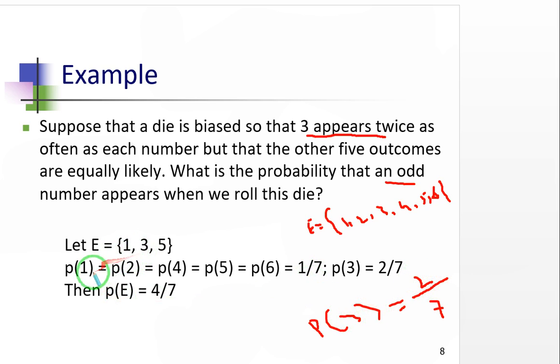Then he's saying that for P of 1, P of 2, P of 4, P of 5 and P of 6, it appears 1 time, so it's equal to P of 1 over 7. So as the result, the probability of events, which means what is the probability that an odd number appears when we roll this. So what should be the probability of an odd number? You know that 1, 3, 5 can appear, okay, 3, 1, 2, 3, 3.